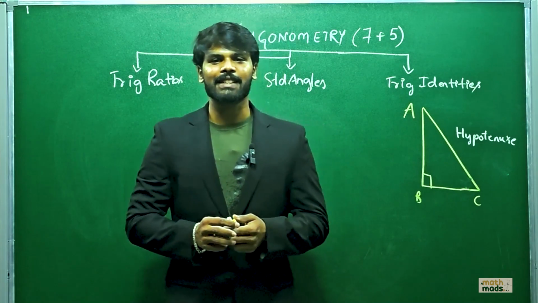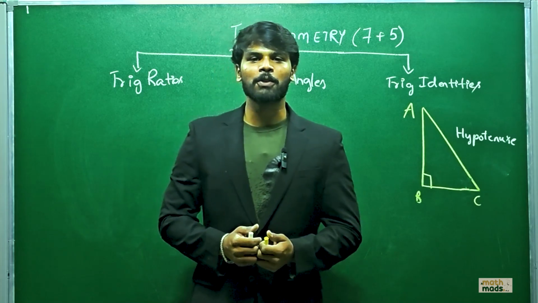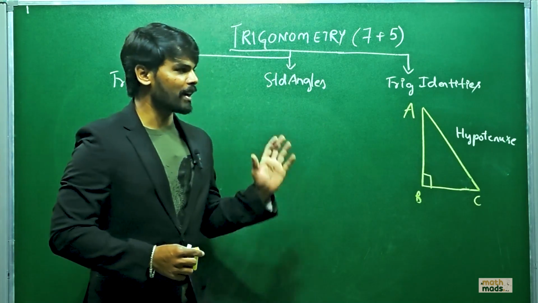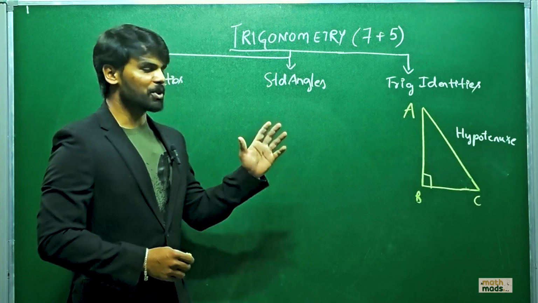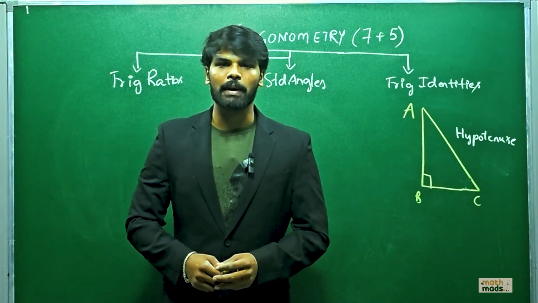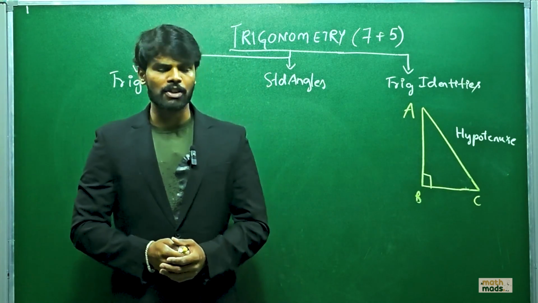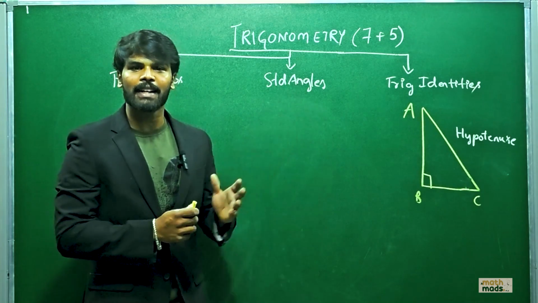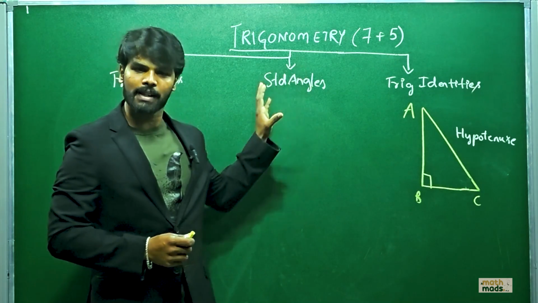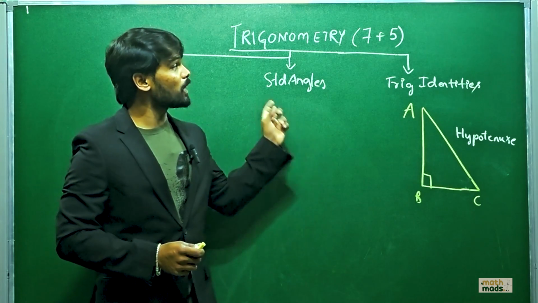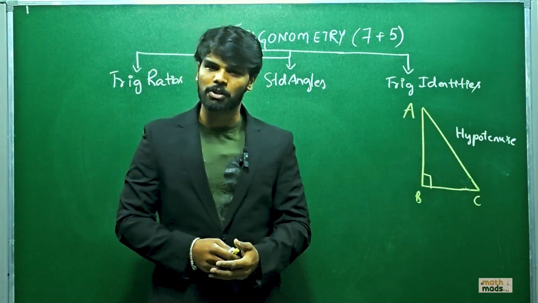So today's topic of discussion is the most loved topic of students. I think you can actually make out from here. So today's topic of discussion is trigonometry. Trigonometry has a weightage of 12 marks, which you can divide as 7 and 5, because 7, if you know the basics correctly, is in your pocket. If you know the application correctly, then the next 5 is also in your pocket.